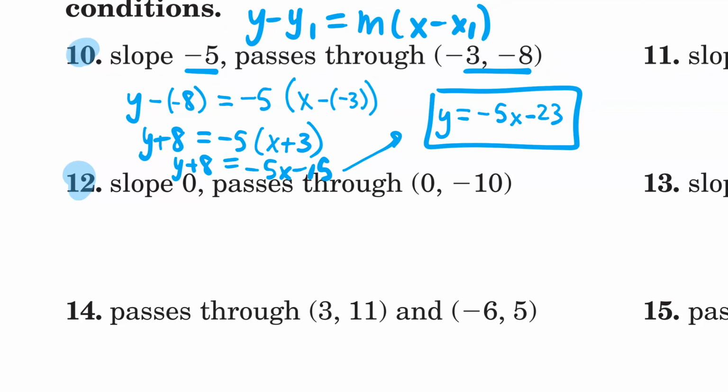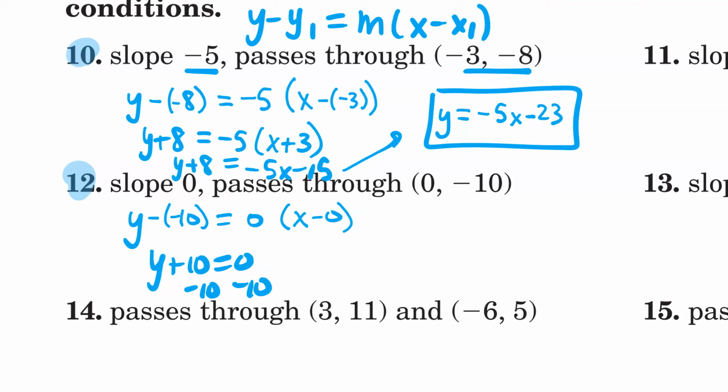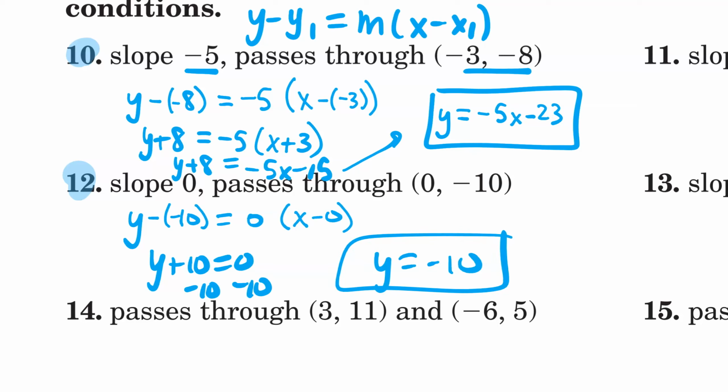Slope of 0, passes through (0, -10). So if I use point-slope form, y minus negative 10 equals 0 times x minus 0. Well, the whole right side goes away, so I have y plus 10 equals 0. Subtract 10, and I have y equals negative 10. And this is in slope-intercept form. Once again, it's a flat line.